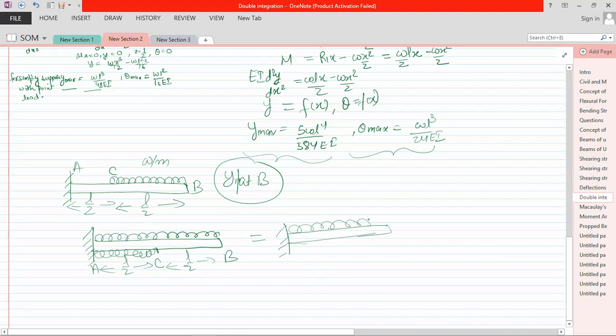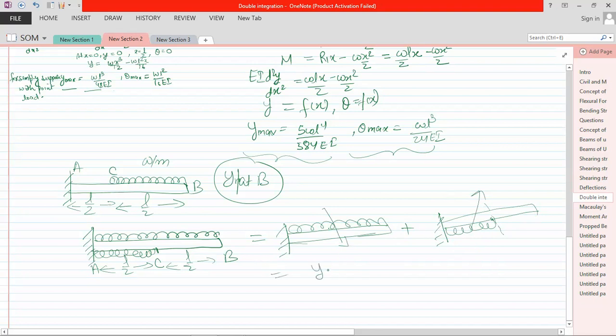A UDL up to full length plus a UDL from the bottom, upward. Now you can apply the principle of superposition. In this part you also know how to solve it, but you don't know how to solve this one directly. So we can easily reduce it to that case.